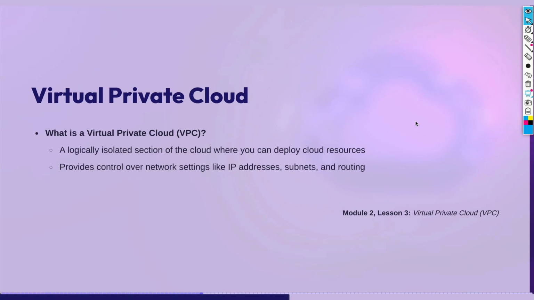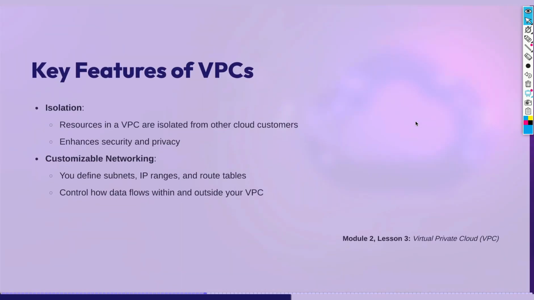So VPCs give you the flexibility to design your own network, similar to how you would set up a traditional on-premises network, but in the cloud you have the scalability and reliability of the cloud. So you have a lot less management here. The key features of a VPC, the first one is isolation. This keeps your resources secure and separate from other cloud environments. This ensures that your data and applications remain private and in your own network.